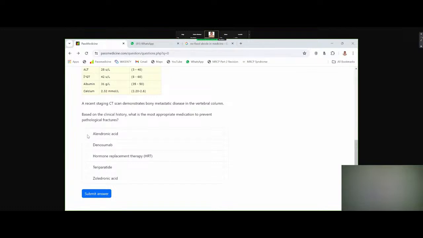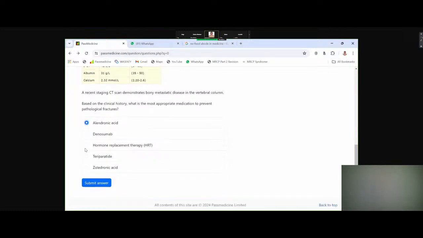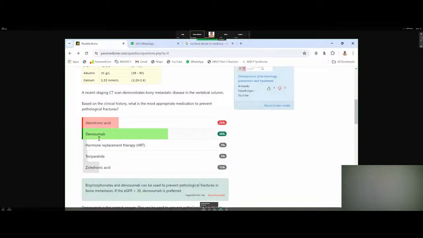So I think alendronic acid is causing the pathological fractures. No, the question is the medication to prevent pathological fractures. This is denosumab. Dr. Mustafa is saying denosumab.